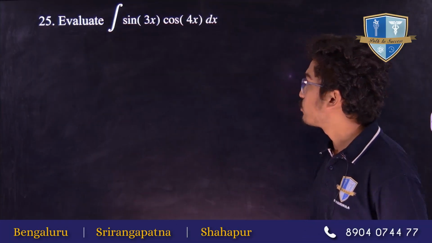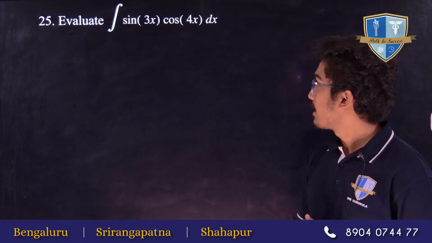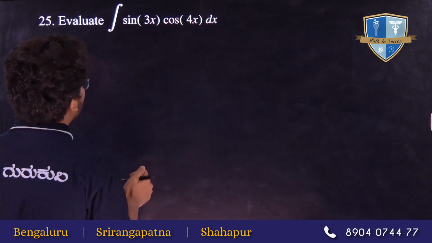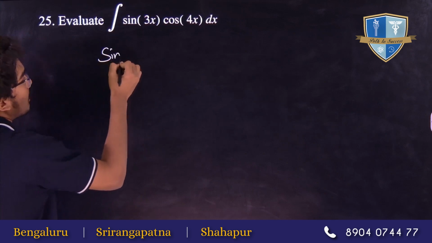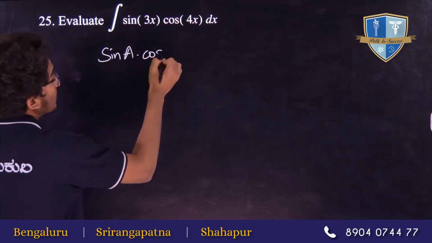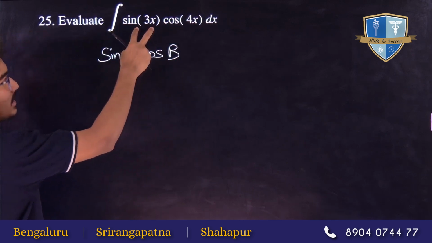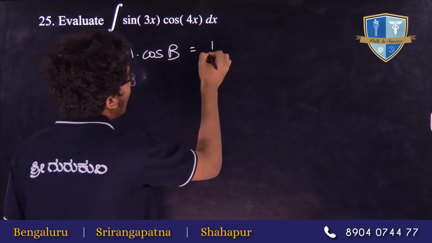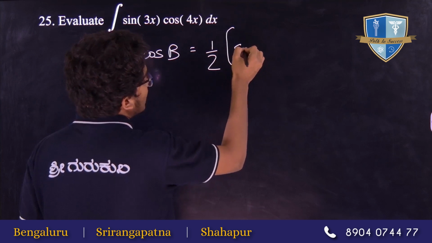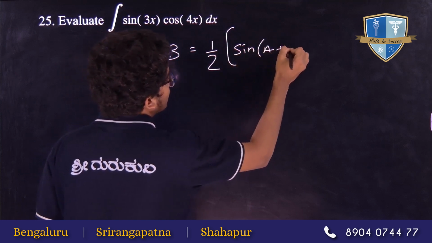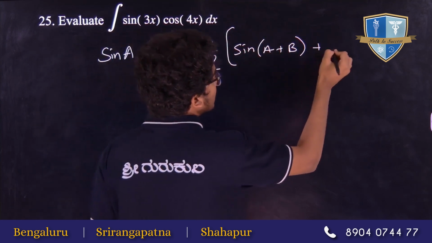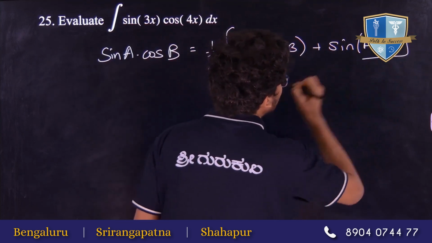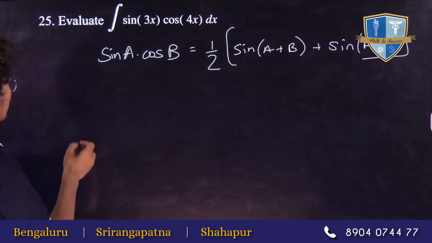So today's question is to evaluate the integration of sine of 3x multiplied by cos of 4x dx. We will use one trigonometric identity, which is the formula for sine A into cos B, correct? Because we are seeing a sine of something and cos of something, correct? So we will use this formula. The formula is half of sine of A plus B plus sine of A minus B, correct? So we will use this formula for our relation.